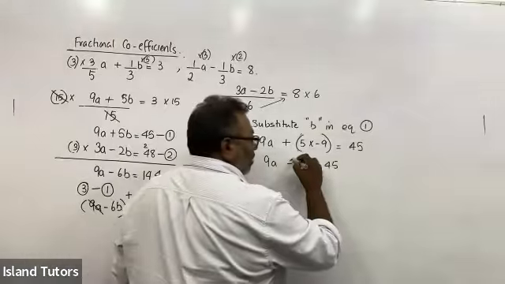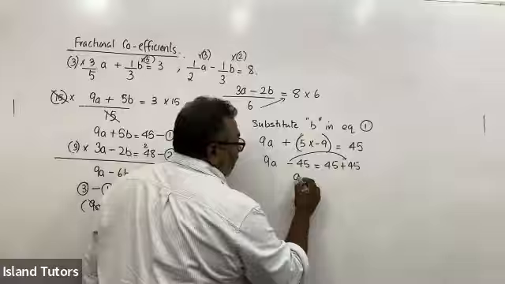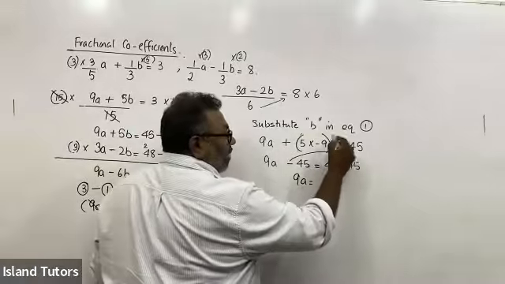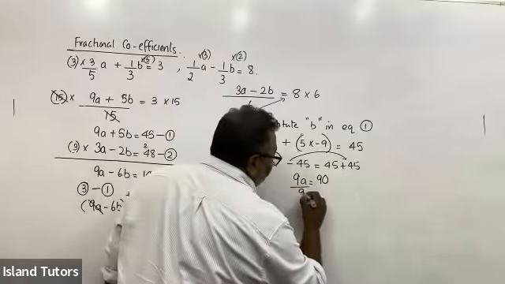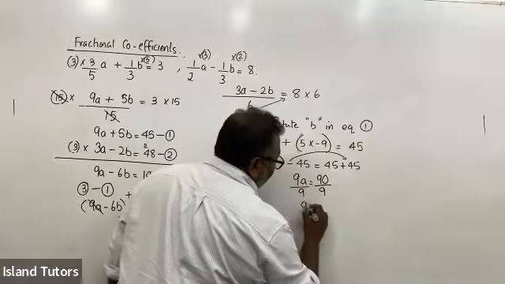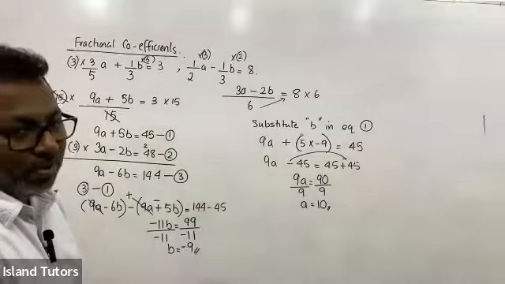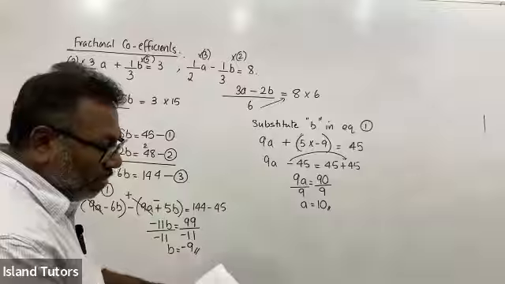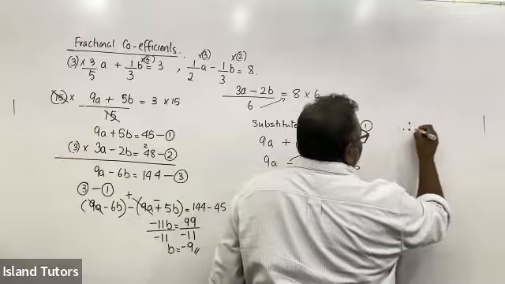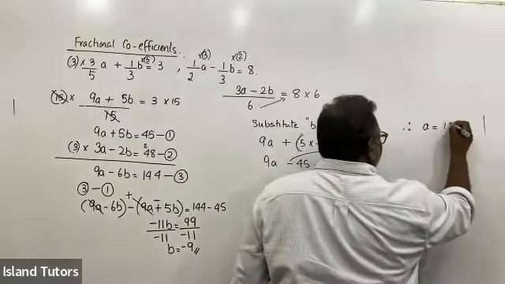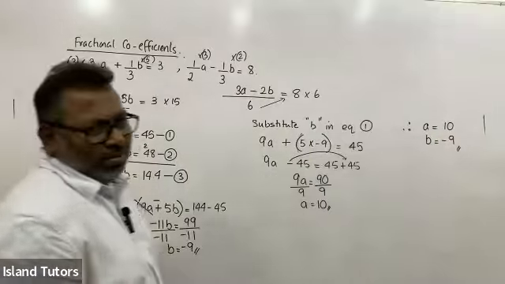Take the minus 45 to this side. So you're going to have plus 45. So 9A is equal to 45 plus 45, 90. Divide by 9. A is equal to 10. Okay. So you have B is equal to minus 9, A is equal to 10. So you need to show that separately. Say A is equal to 10. B is equal to minus 9.